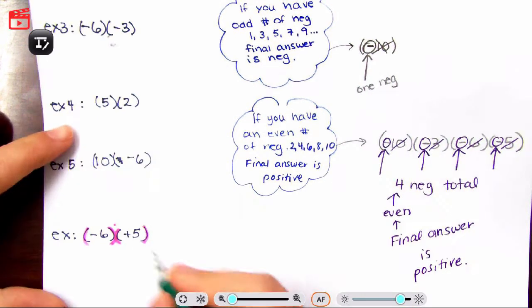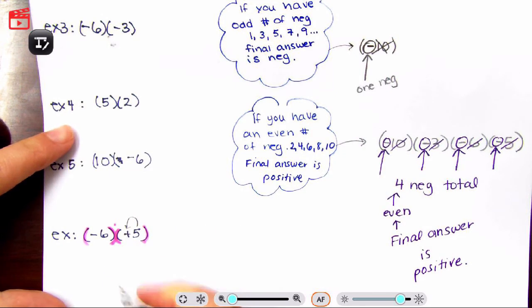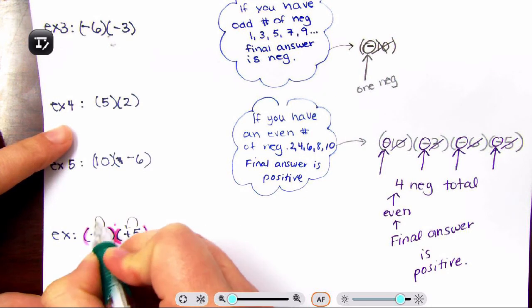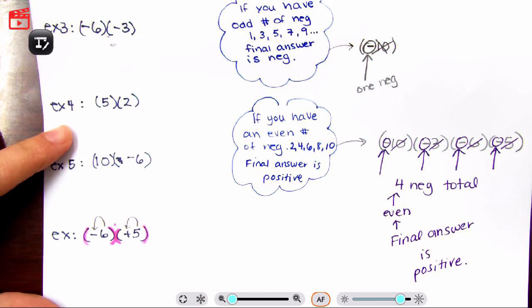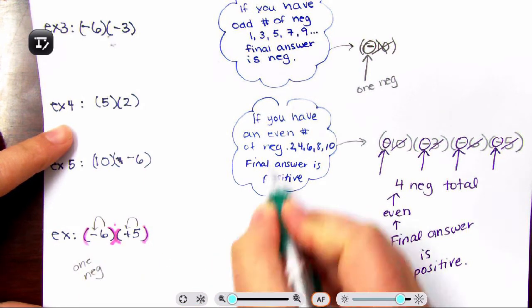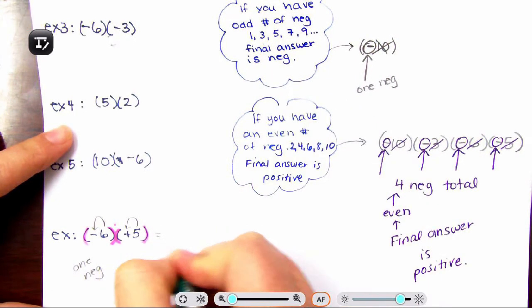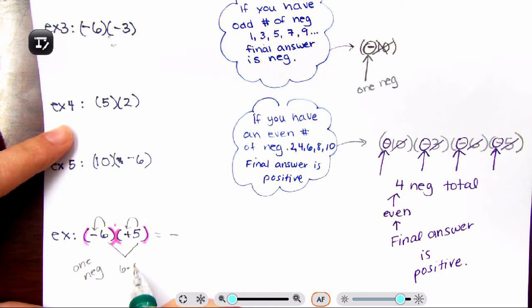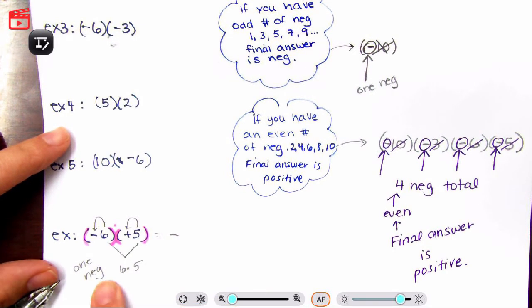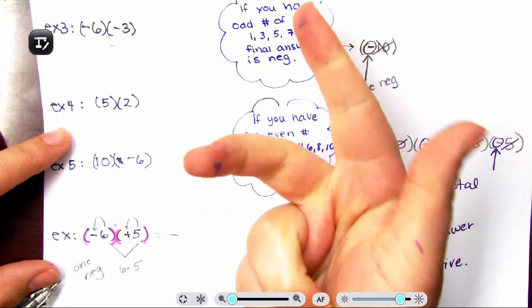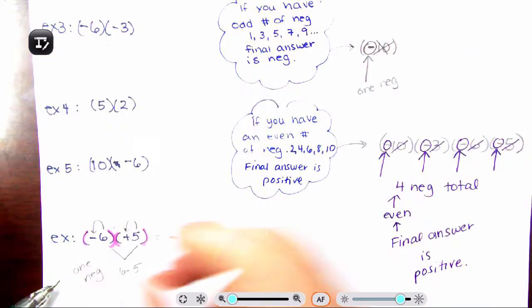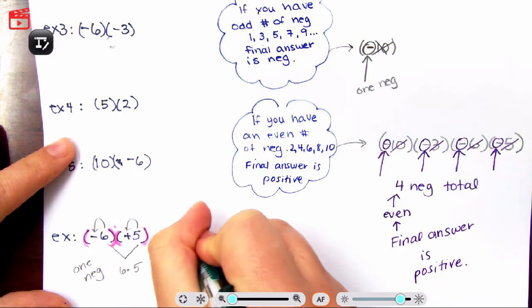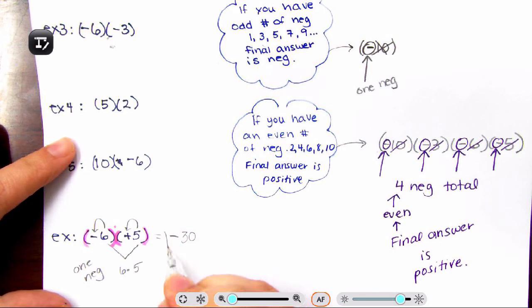All right, so let's count our negatives. In front of 5, I have 1 positive. In front of 6, I have 1 negative. So I have 1 negative. 1 is odd, so my final answer is negative. 6 times 5, so then I do my 6 times 5. That means I have 5 6 times. 5, 10, 15, 20, 25, 30. I have -30 as my answer.